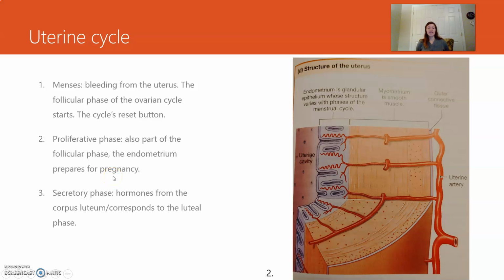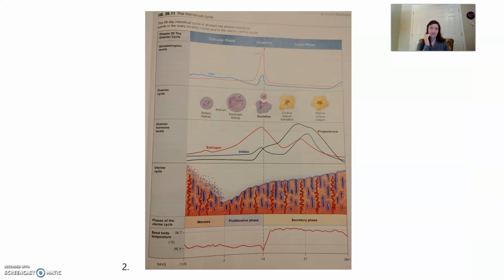So the final phase of the uterine cycle is the secretory phase, and this is corresponding to the luteal phase. So we've got the corpus luteum, which is secreting hormones, and those hormones are going to act on this endometrium, and it's going to just richen up, build up the nutrient stores there so that when a fertilized egg comes down the tube, it will be able to implant in that endometrium and create an embryo, later on a fetus, later on a baby. That's the goal, right? That's the ideal. However, if that doesn't happen, it starts all over with menses.